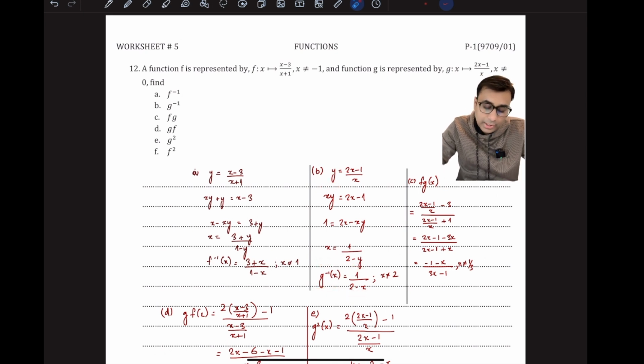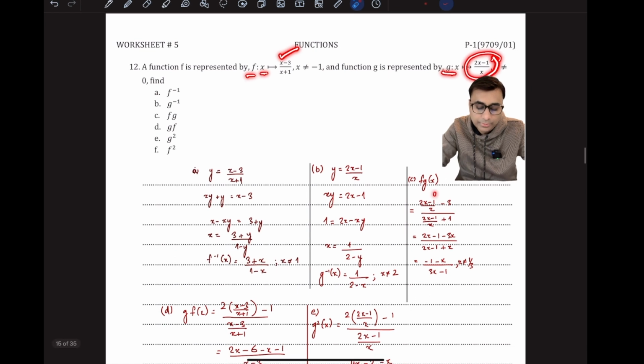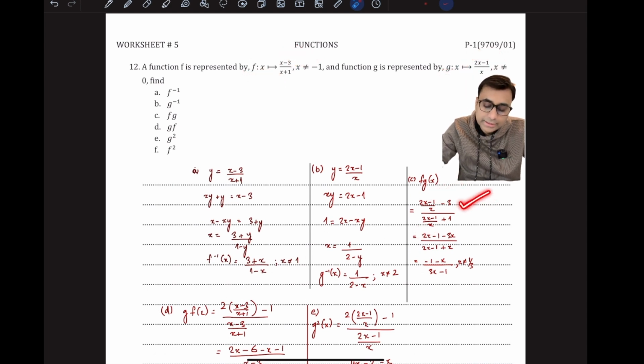But if I am being asked to find out fg composite function, that means in function f, x is replaced by g(x). So wherever you see x, that will be replaced by this whole function, which is (2x minus 1) upon x. So x will become (2x minus 1) upon x in the numerator, minus 3 of the function goes like this, and x again over here is replaced by (2x minus 1) over x. And then I'll do the simplification over here. I'll take the LCM in the numerator and LCM in the denominator. This x and x will cancel out after taking the LCM.